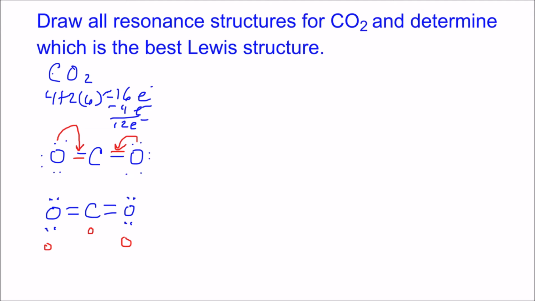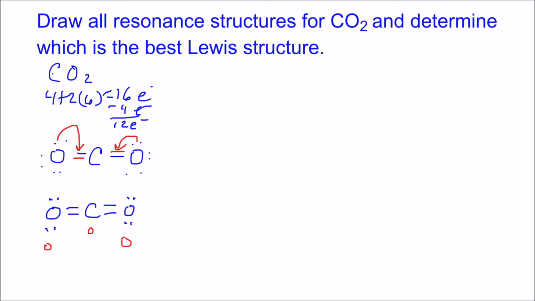But could there be more? Let's go back up here where we pushed those electrons. I pushed a pair of electrons off of this oxygen, and then I chose to push them off of this one. What if I hadn't done that? What if I had taken another pair and pushed it over?